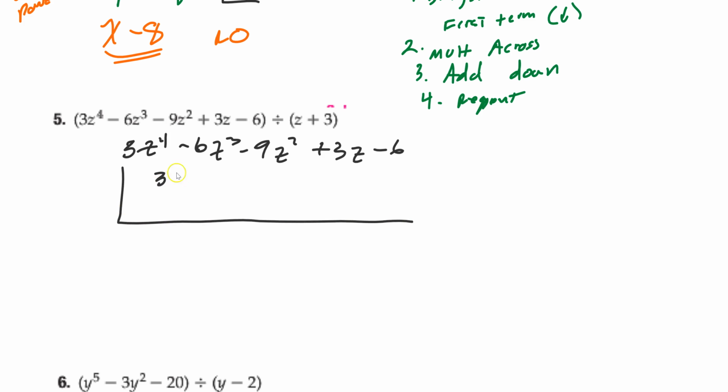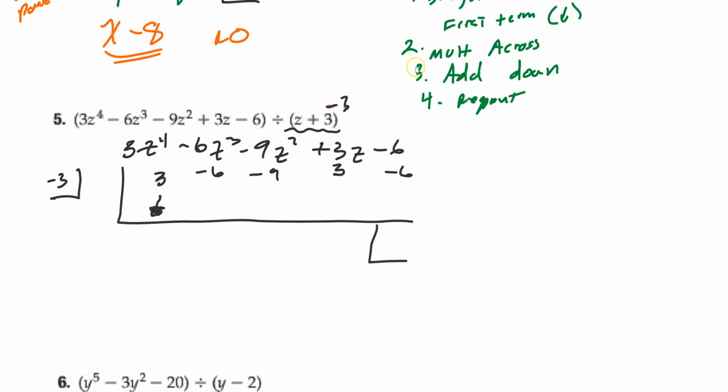So the coefficients are 3, negative 6, negative 9, 3, and negative 6. Bring down the first term, so put a little arrow here. And the last one's always my remainder. So in this case, again, we always do the opposite of this. We're going to divide by negative 3, inside opposite.